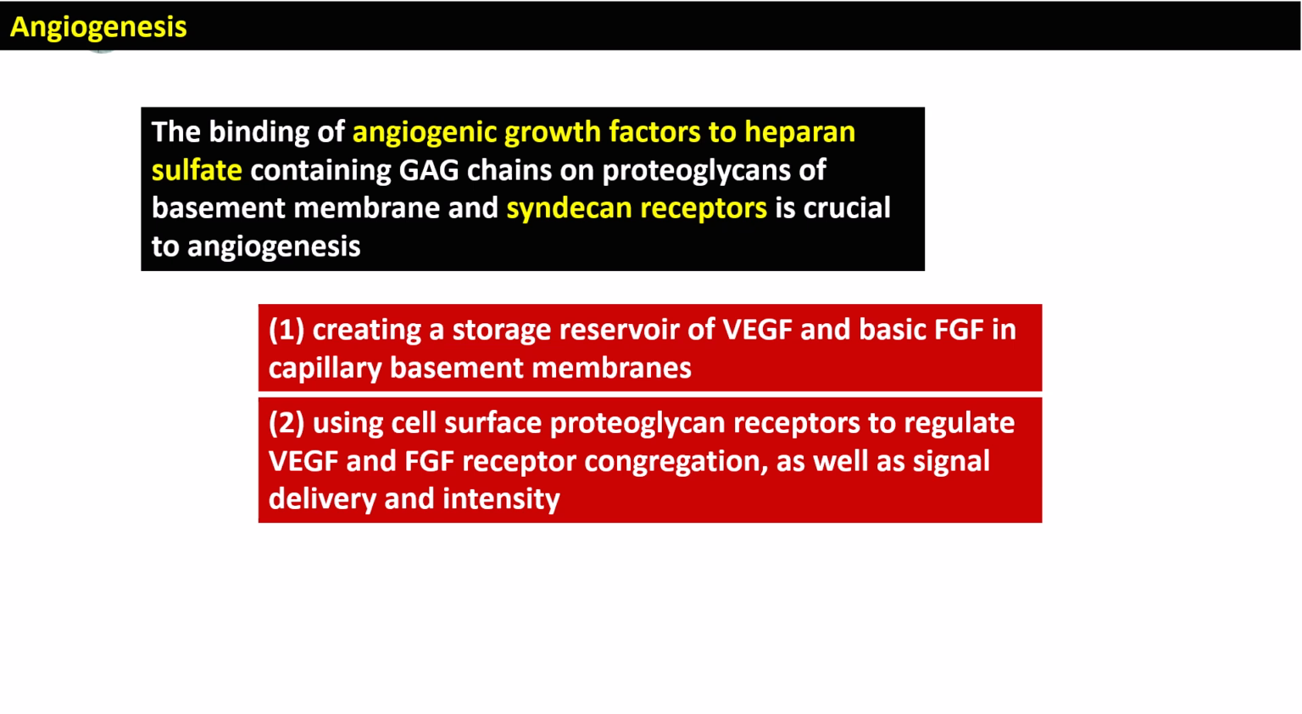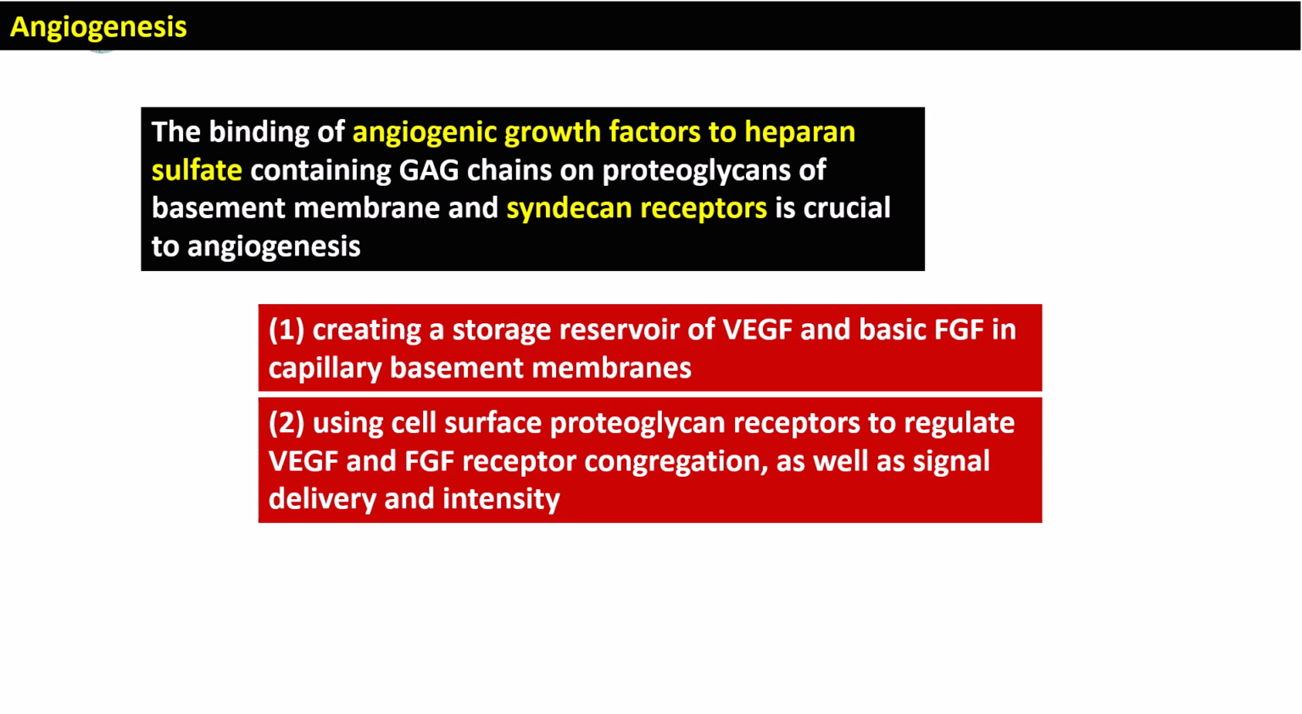The extracellular matrix and proteoglycans also play their role in angiogenesis. There is presence of heparan sulfate rich proteoglycans, for example syndecans, and they are a site for storage and release of VEGF and FGF. They modulate the receptor clustering and strength of the signaling and also influence the pattern formation of the capillaries.